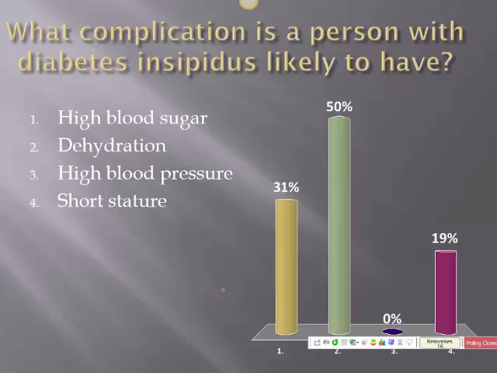Because you're dehydrated, your blood pressure will come down because you have low ADH. It has nothing to do with short stature, because ADH does not control your growth and neither does it control your sugar. So those of you who chose that were probably thinking about growth hormone. But remember, diabetes insipidus is because of low amounts of ADH being produced, okay? Nothing to do with growth hormone.